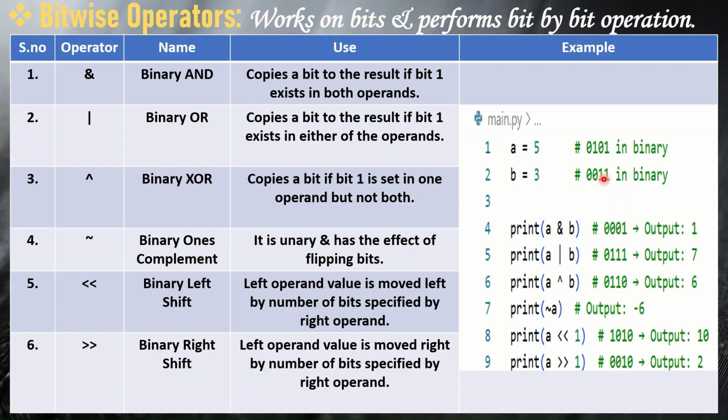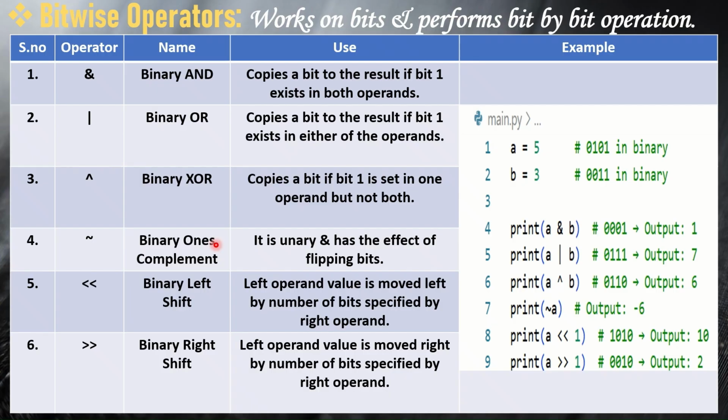If you move to the next place, we have 0 and 1. Here 1 is present in only one operand, so in the result the value will be 1. If you perform the calculation in the same manner, the final value will be 0, 1, 1, 0. And the output is 6.